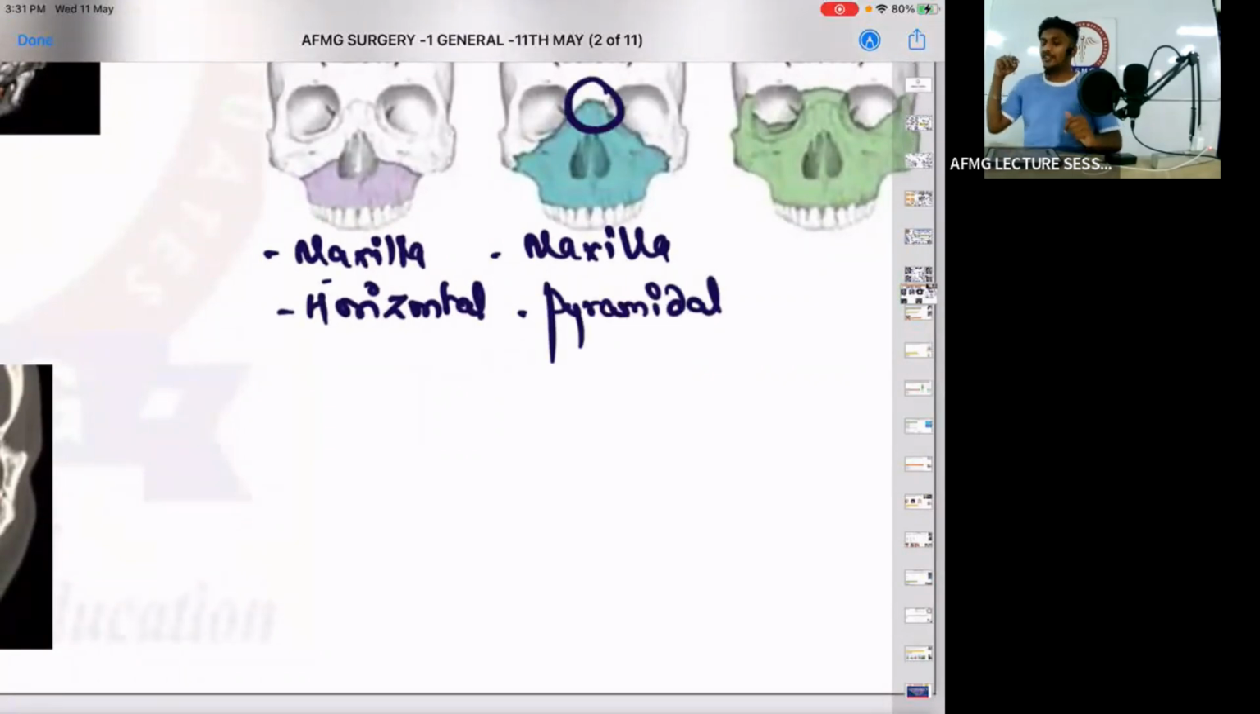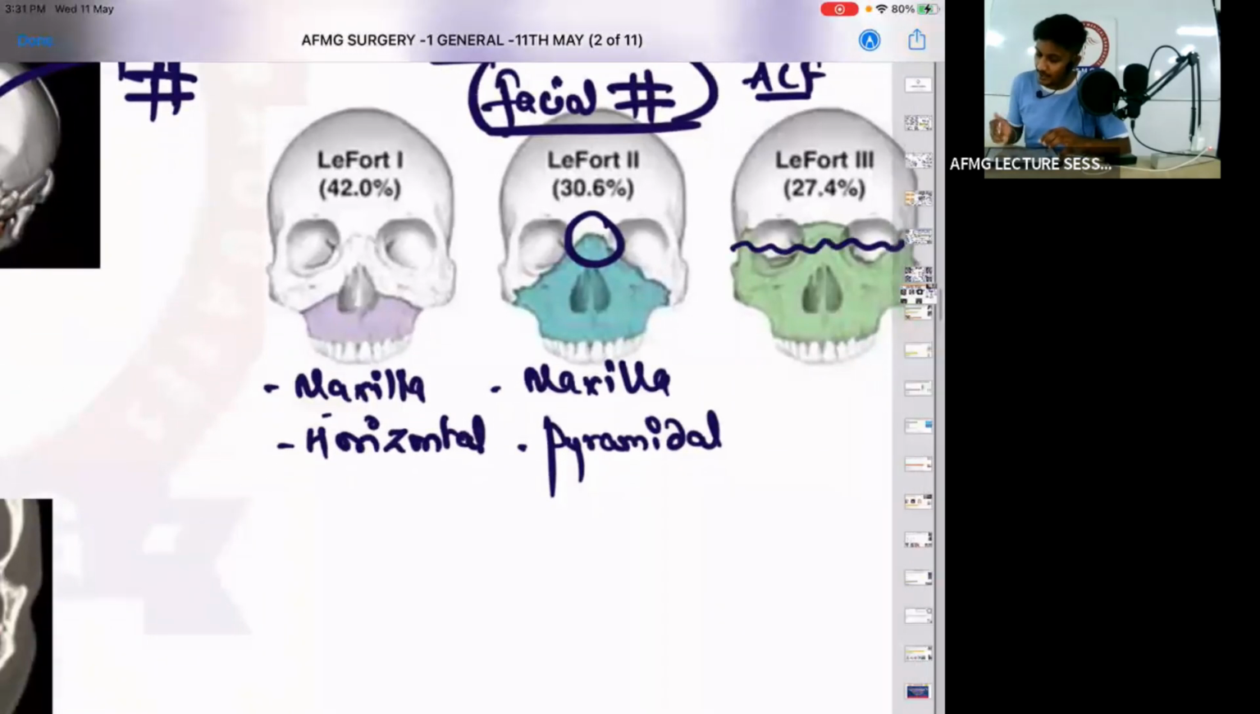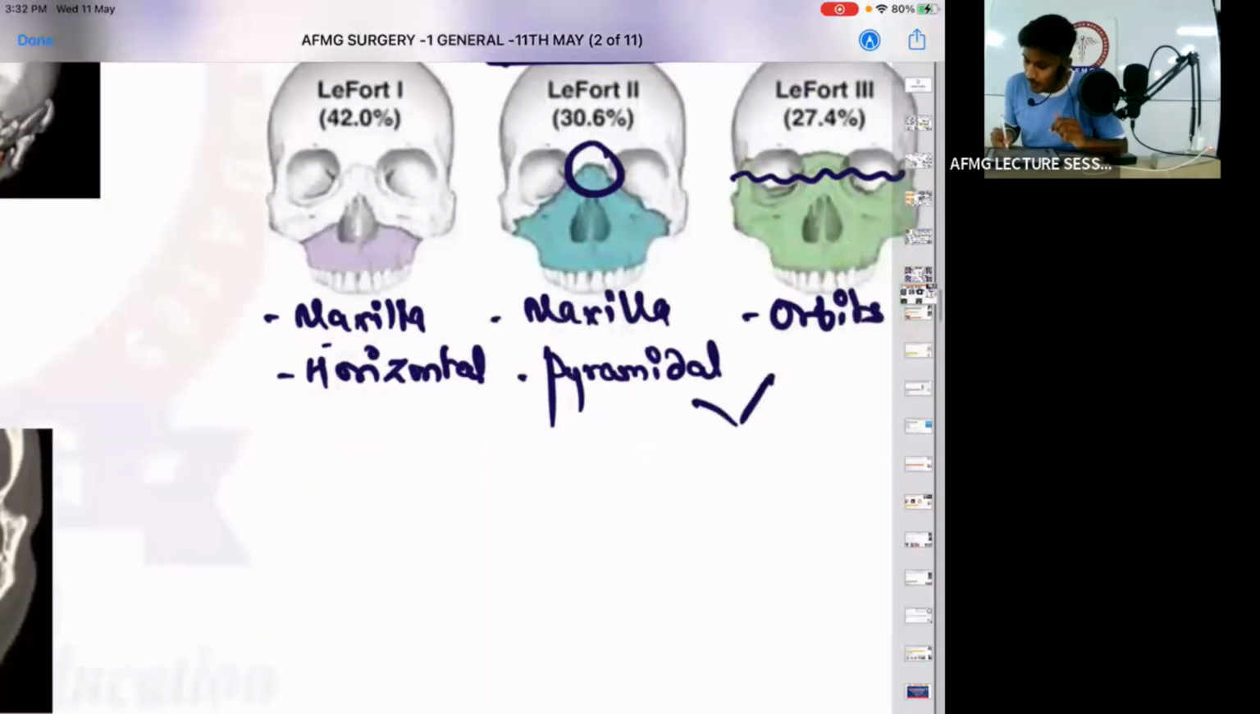ठीक है? So horizontal fracture line, La Forte type 1. Horizontal maxillary fracture, La Forte type 1. Pyramidal maxillary fracture, La Forte type 2. And here there would be chances of CSF rhinorrhea because cribriform plate would be fractured. Then, if the fracture line passes via the orbit, it is La Forte type 3. CSF rhinorrhea risk is seen with which two fractures? Type 2 and type 3.